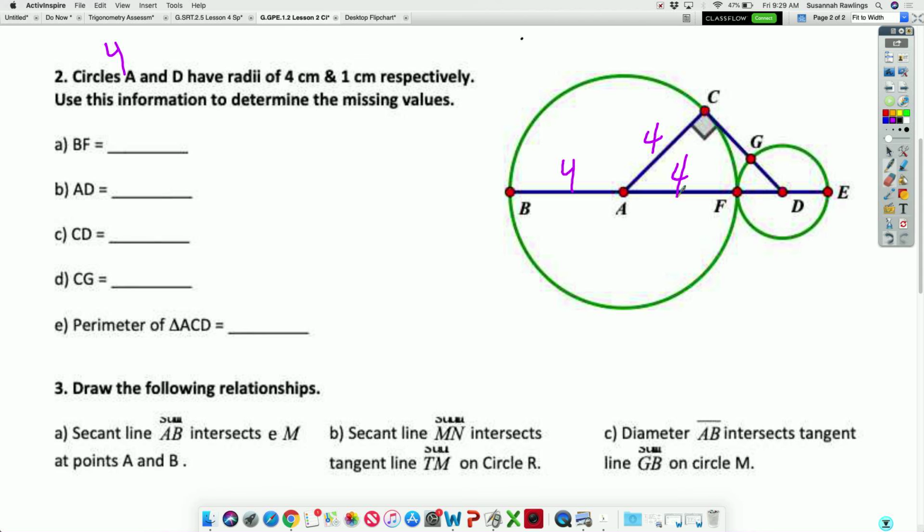We're going to do that with D. What's the radius of D? 1. So wherever I see a radius, 1, 1, 1.